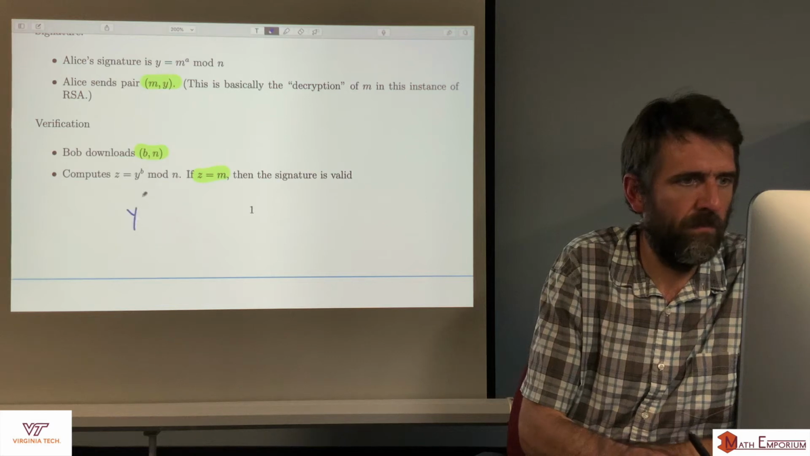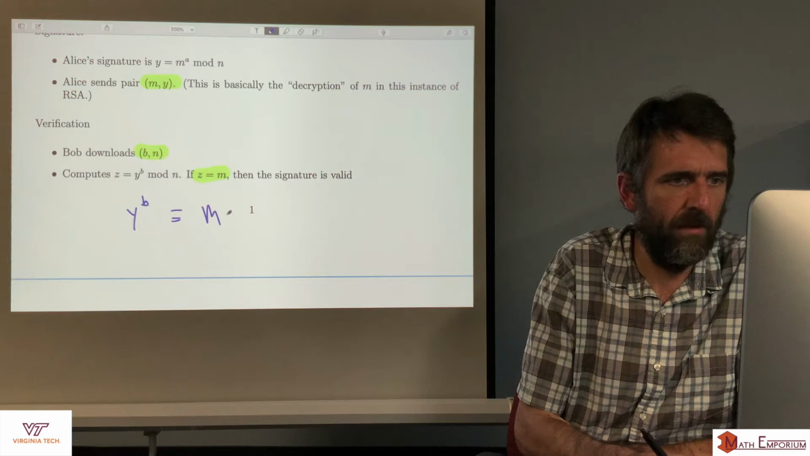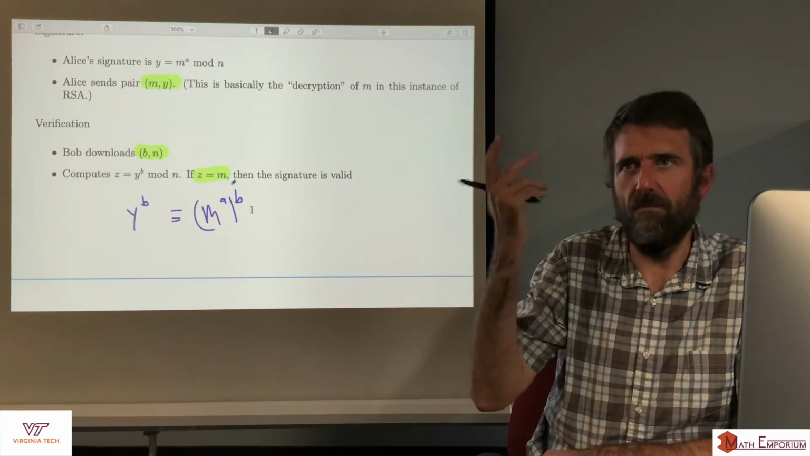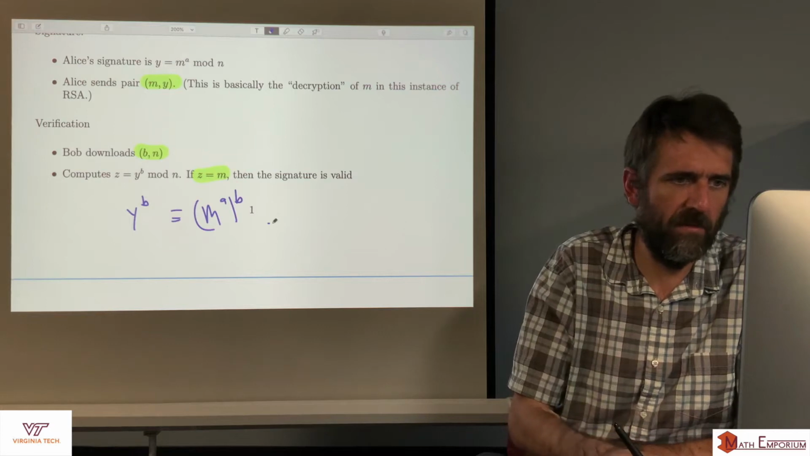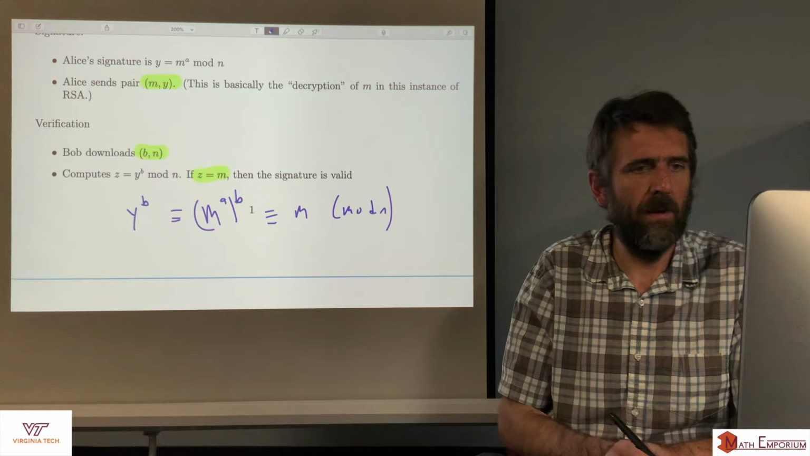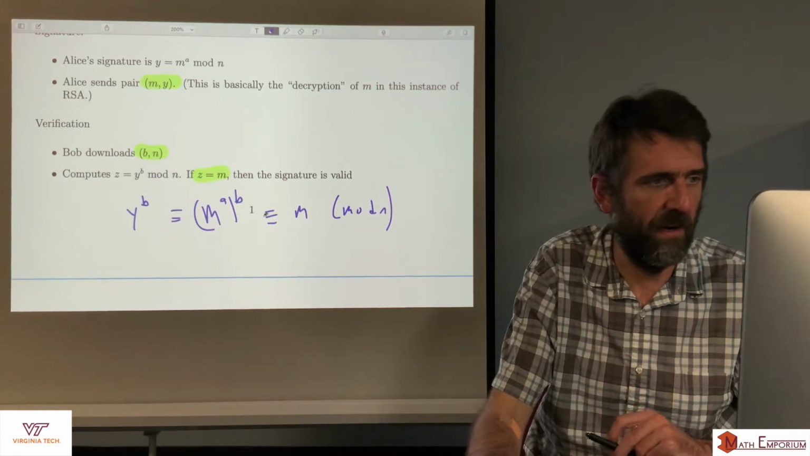Well, what's y to the b? Right? y was m to the a. But a and b are inverse exponents of each other in this instance of RSA, so that should just give me m. So if we have a valid signature, then everything should verify.